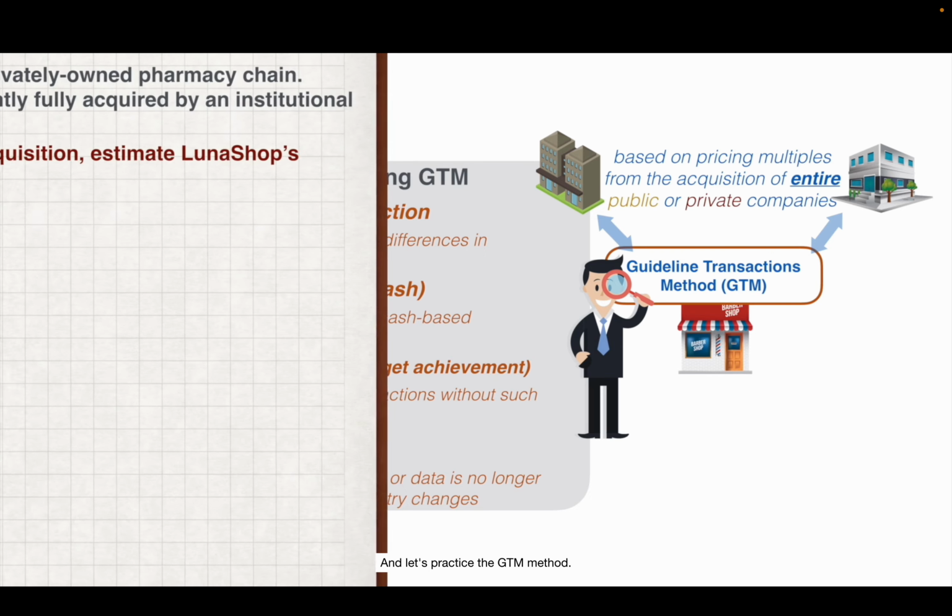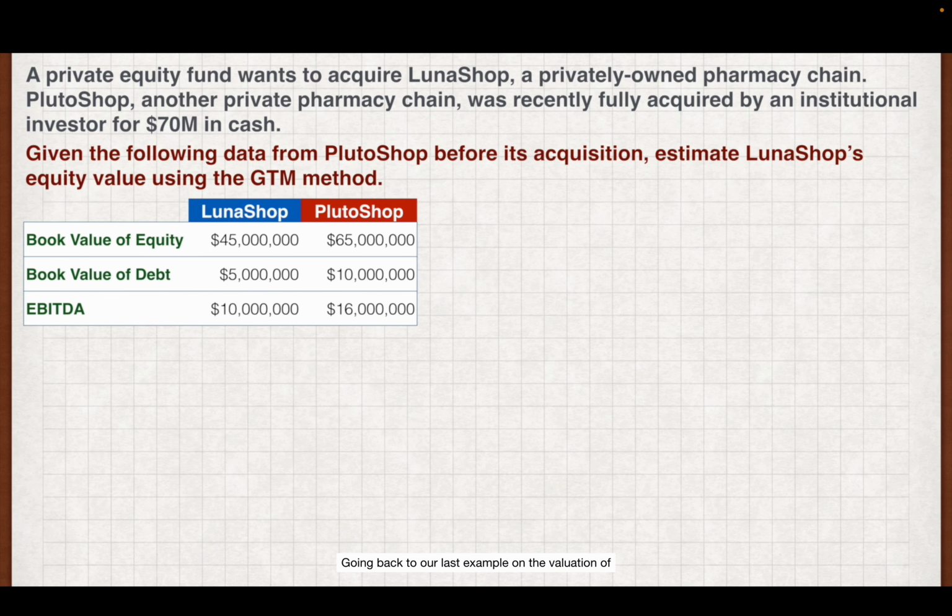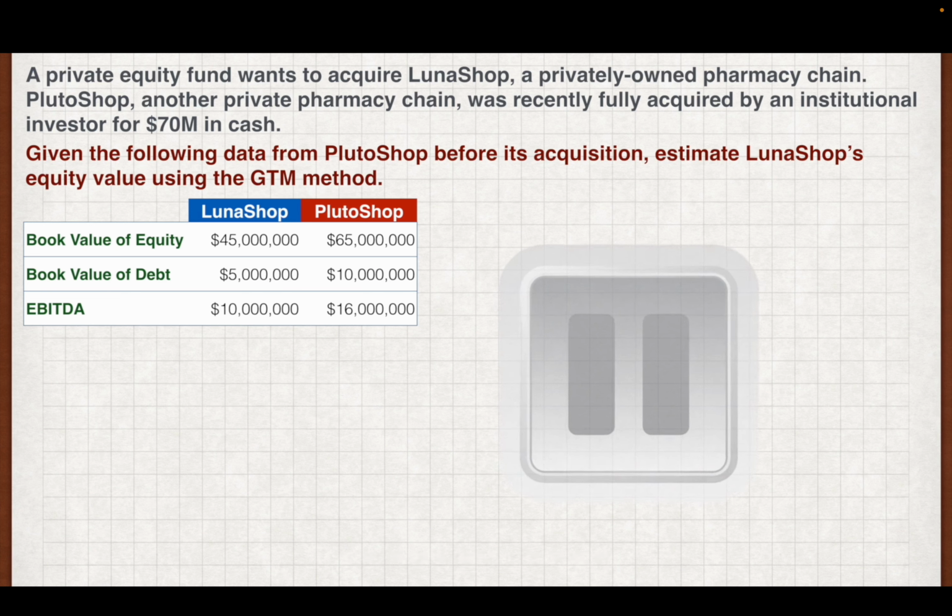And let's practice the GTM method. Going back to our last example on the valuation of LunarShop, let's say the PE fund wishes to use the GTM method to value LunarShop. PlutoShop, another private pharmacy chain, was recently fully acquired by an institutional investor for $70 million in cash. Given the following data from PlutoShop before its acquisition, estimate LunarShop's equity value using the GTM method. Pause the video now and work out your answer.